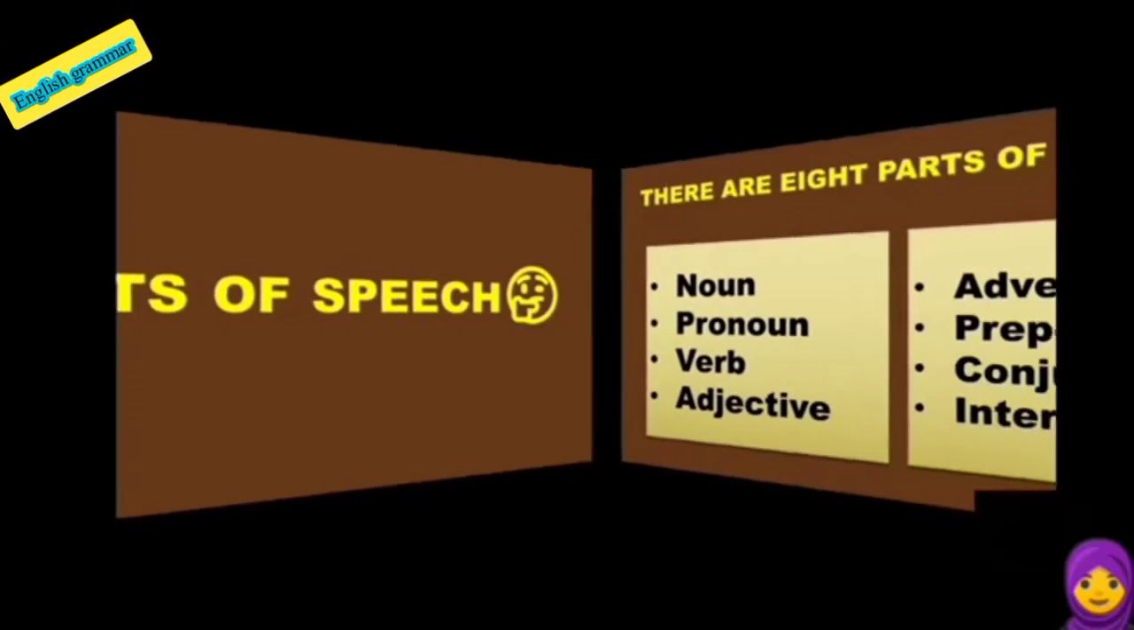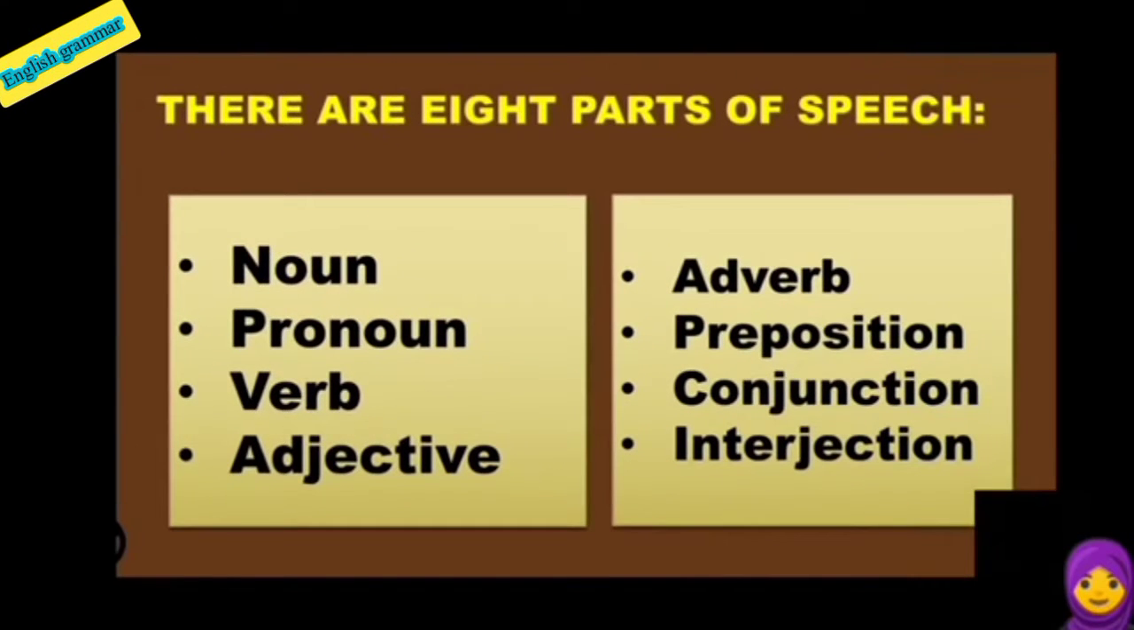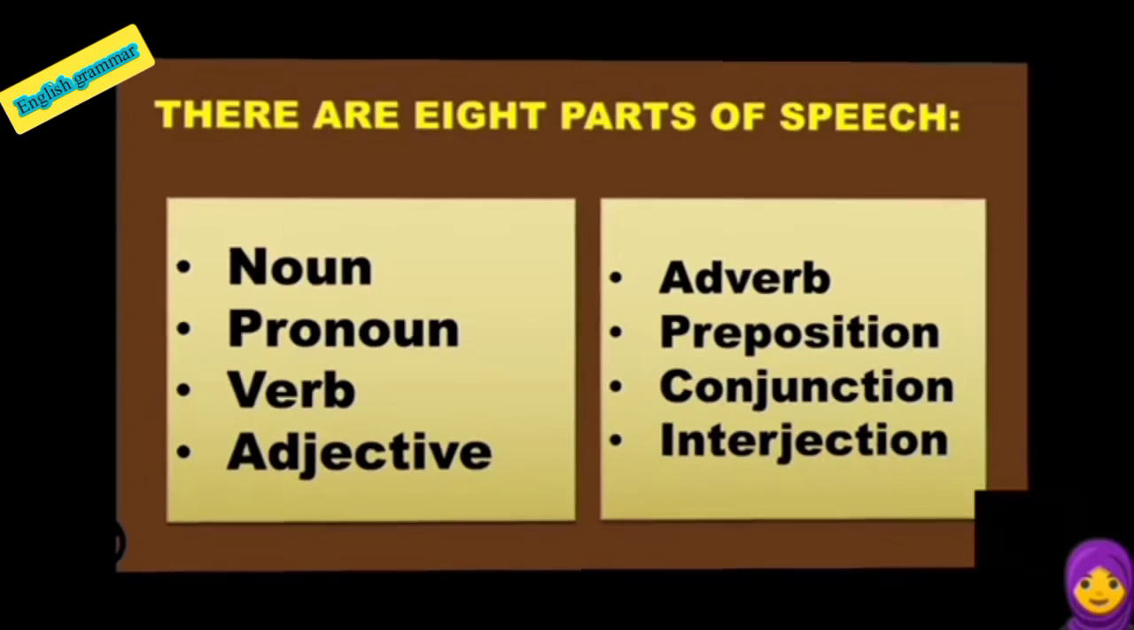At the end of the lesson, you will be able to name and explain parts of speech. So, let's get started. Parts of speech indicates how the word functions in meaning as well as grammatically within the sentence. How many parts of speech are there? There are 8 parts of speech: noun, pronoun, verb, adjective, adverb, preposition, conjunction, and interjection.